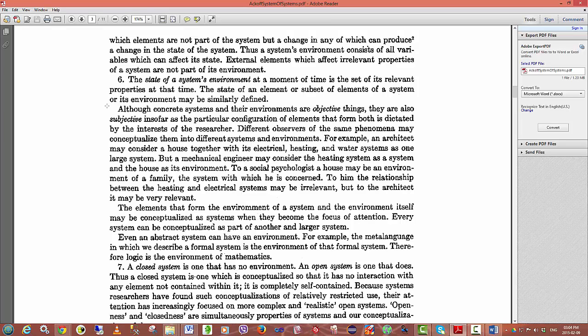And here's the important part, going back to the complexity of modeling systems. Although concrete systems and the environment are objective things, they are also subjective insofar as the particular configuration of elements that form both is dictated by the interests of the researcher. So this is basically saying that different observers of the same phenomenon will conceptualize them differently. And this is very important to systems theory because it allows you to build many different views of a particular system, depending on what it is that you are trying to model or measure.